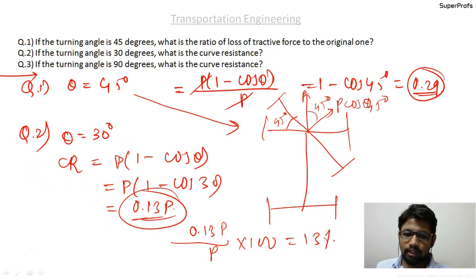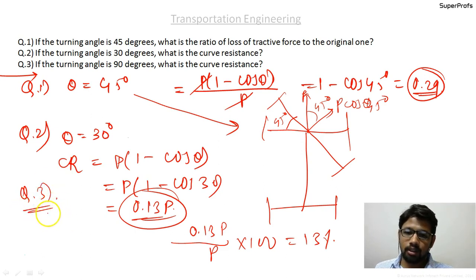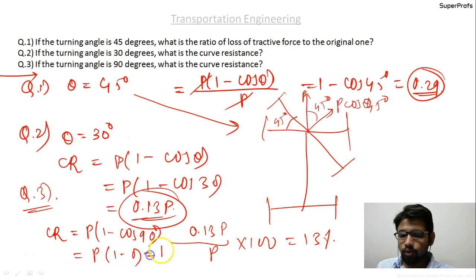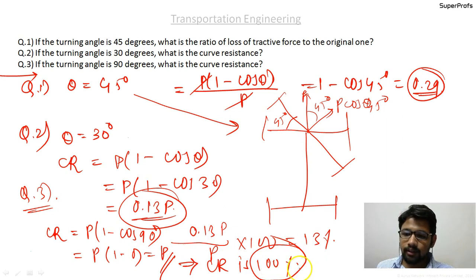Okay, so the next question is, if the turning angle is 90 degrees, what is the curve resistance? So curve resistance equals P in bracket 1 minus cos 90. Cos 90 is 0, so P in bracket 1 minus 0 equals P. So P itself is the curve resistance, that is, the curve resistance is 100%. That is, the loss of power is 100%, and the vehicle cannot move in this case.